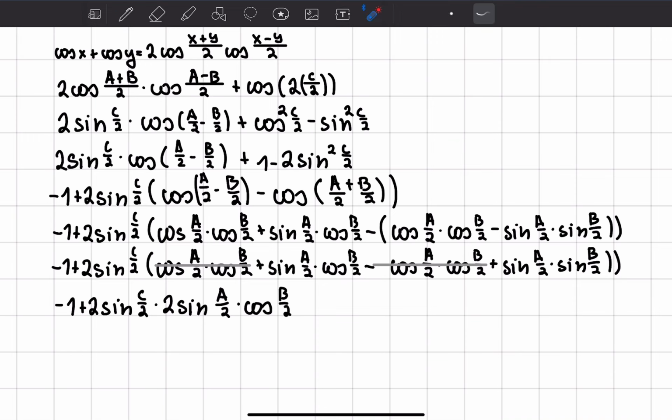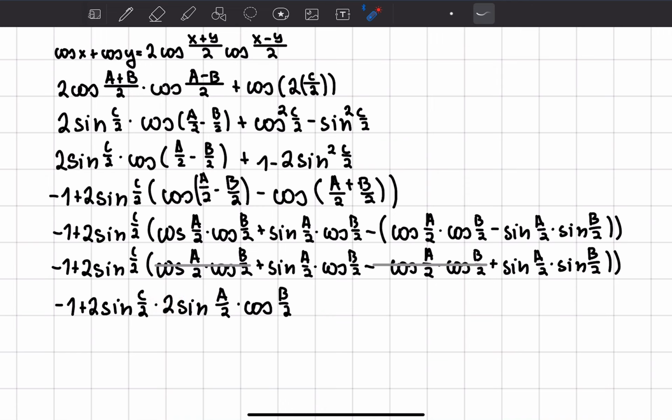And why is it 2 times this, right? Why do I write it like this? Well, take a look. Here and here are the same terms, and I'm adding them. So I can just say it's 2 times sine of a divided by 2 multiplied by cosine of b divided by 2. Yeah, so it's this.